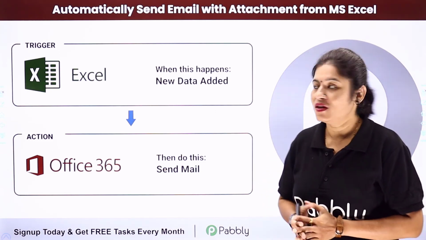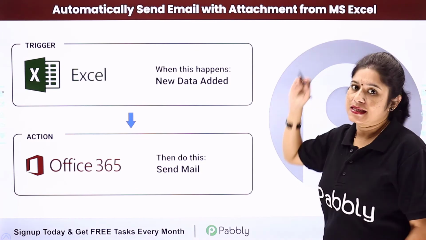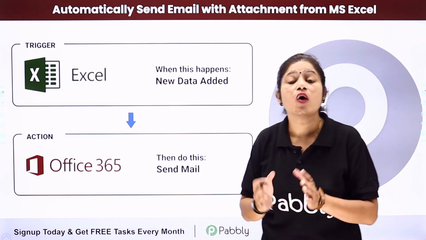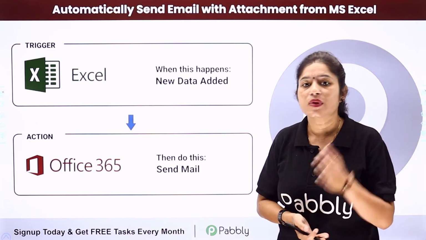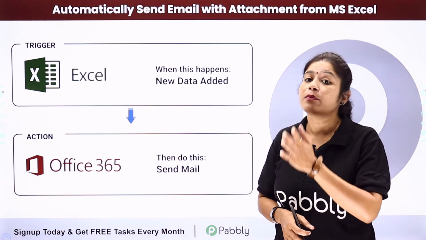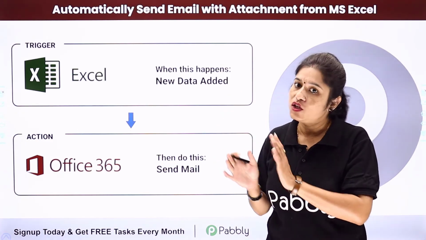In this video, we are going to learn how you can automatically send email with attachment from MS Excel. So the idea here is that you have created an Excel spreadsheet where you are maintaining some details. For example, the name of the customer, his email address, subject line of the mail, along with the body of the mail, whatever the message you want to send in the mail, and the attachment URL also.